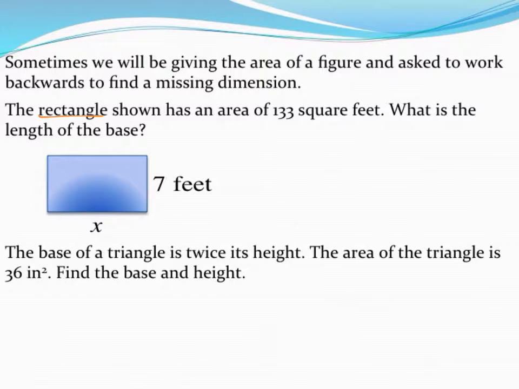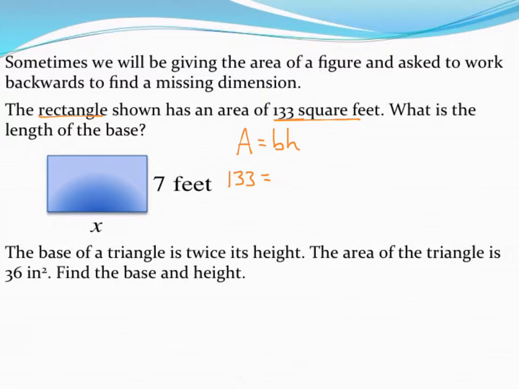Always start with your area formula. So take a look back in your notes or go from memory. You should know that the area of a rectangle, the area of any parallelogram, is area equals base times height. So always start by writing out the formula. Then we're going to plug in the values that we know. They will give you the area if we're working backwards. So our area is 133 square feet.